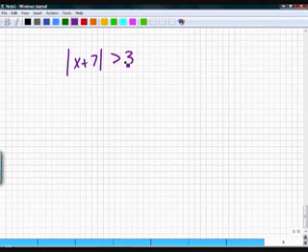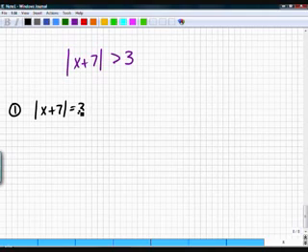The absolute value of x plus 7 is greater than 3. So here's your steps. Step 1, you solve the corresponding equation. How do you do that? We just did it. Instead of solving this, we're going to solve this absolute value of x plus 7 equals 3. That's step 1. So hopefully these will give you extra practice with the ones we just did.